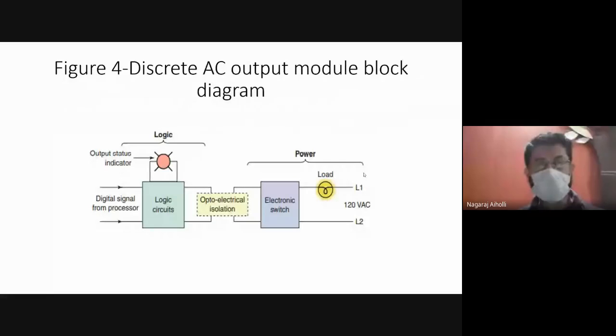Next was the output module block diagram. This was the output module block diagram. Okay, here the digital signal from the processor operates the LED. Then from there to the optocoupler, then the electronic switch, that is a Triac what we are using. It is a bidirectional switch which is operating the load, or which is turning on the load.